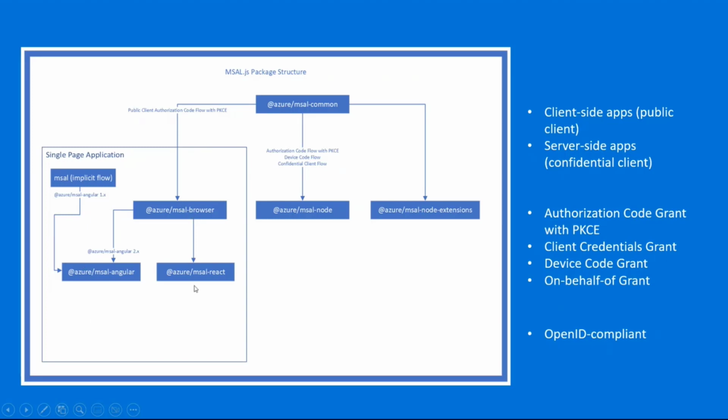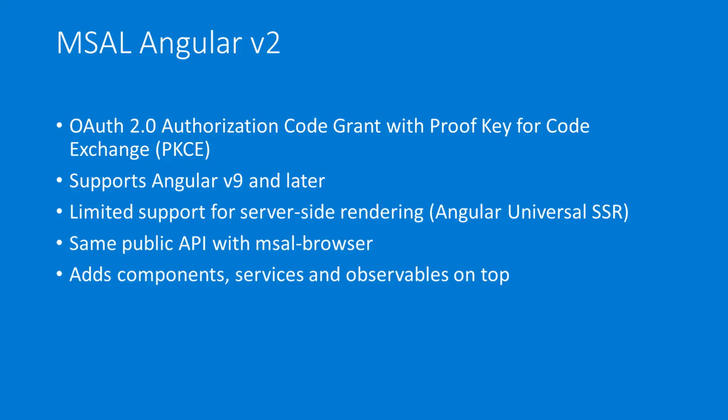It has two wrapper packages on top of it. Last month we covered MSAL React, and this month we're going to focus on MSAL Angular and how to use that in an Angular application. Like MSAL Browser, MSAL Angular acquires tokens using the authorization code grant with Proof Key for Code Exchange (PKCE) flow. PKCE is a mechanism that prevents authorization code replay attacks, so it's more secure than the previously used implicit flow. And then MSAL Angular supports Angular applications version 9 and later.